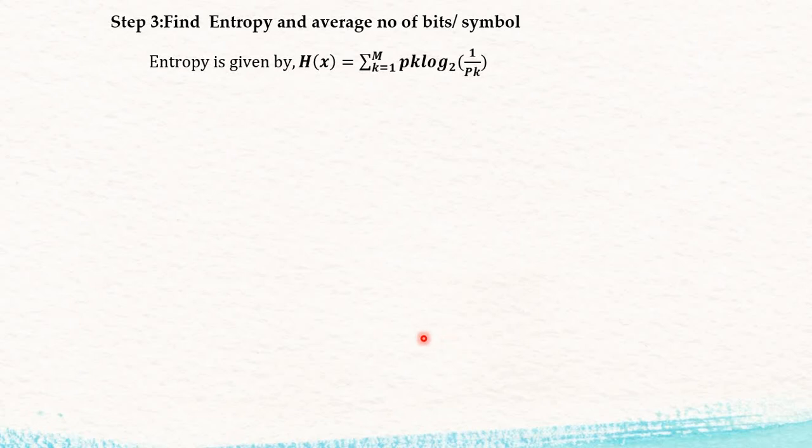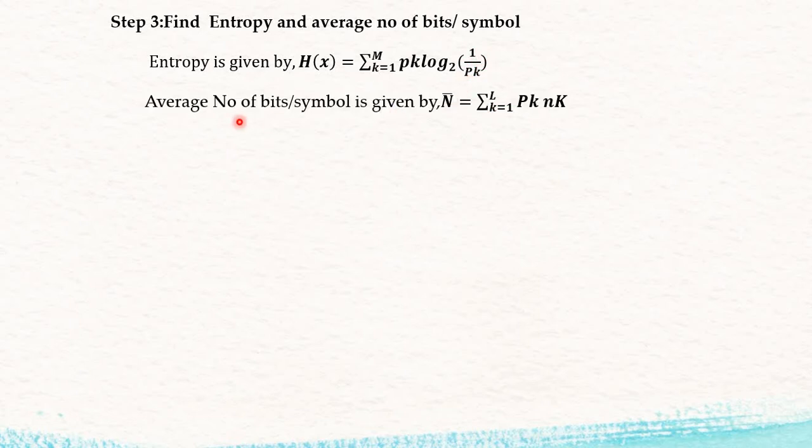In the third step, we find the entropy and the average number of bits per symbol. Once the complete table is with us, we go for finding the entropy. Entropy is given by the formula H = summation of k = 1 to m, pk log to the base 2 of 1 by pk, where pk is the probability of the given messages. The second one is the average number of bits per symbol, given by n bar, which is nothing but summation of k = 1 to l, pk into nk.